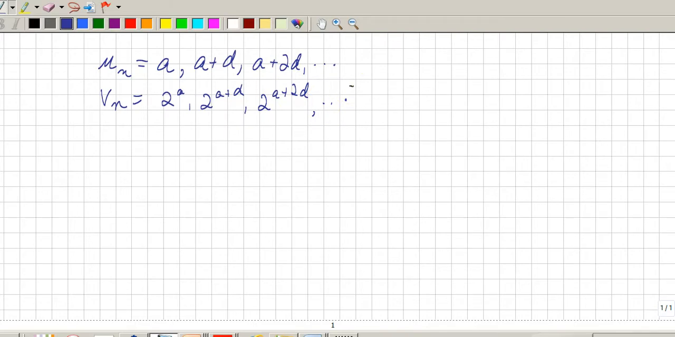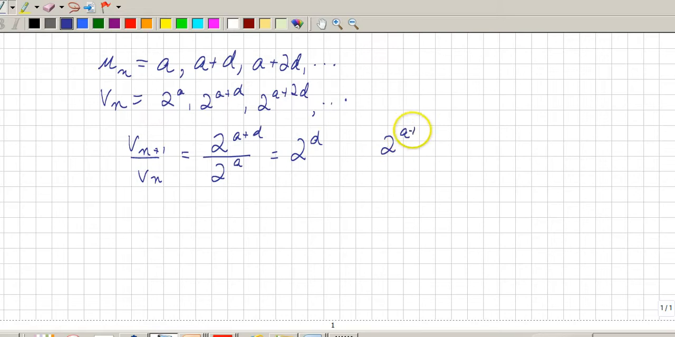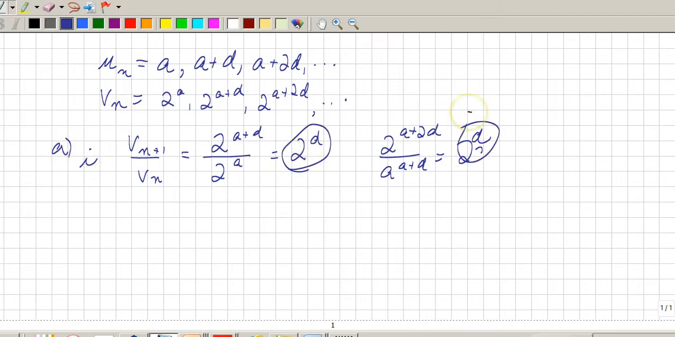Part A, number 1, show that V of n plus 1 over V sub n is constant. Well, looking at V sub n, if we put the second term over 2 to the A, subtracting exponents, you get 2 to the D. Let's take the third term, which is 2 to the A plus 2D, over the previous term, 2 to the A plus D. Again, if you subtract the powers, you're going to get 2 to the D. So this is part A, number 1. We show that it's constant because that ratio is always 2 to the D power.